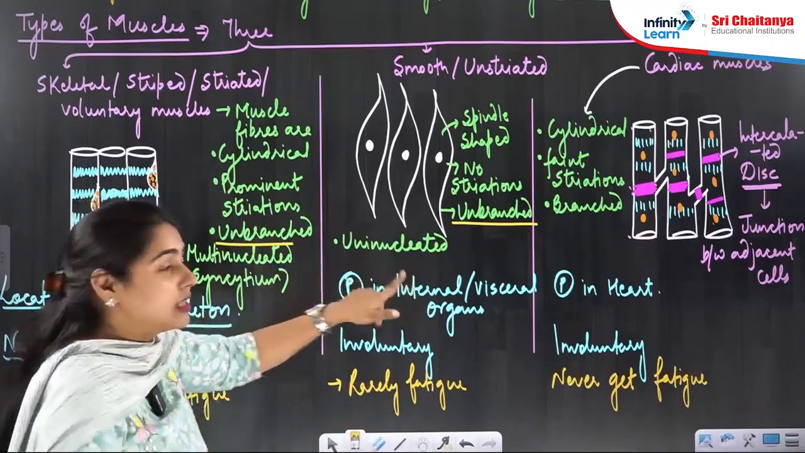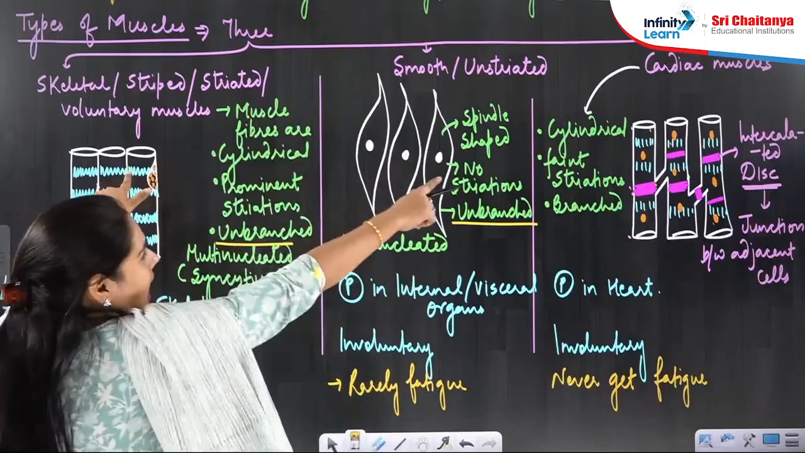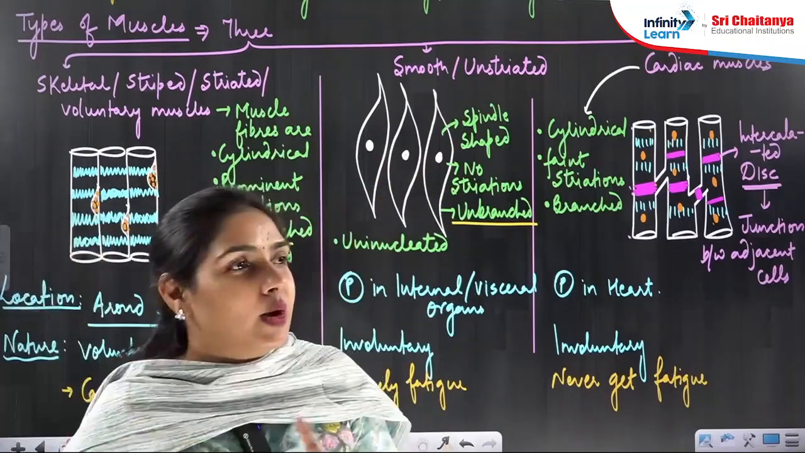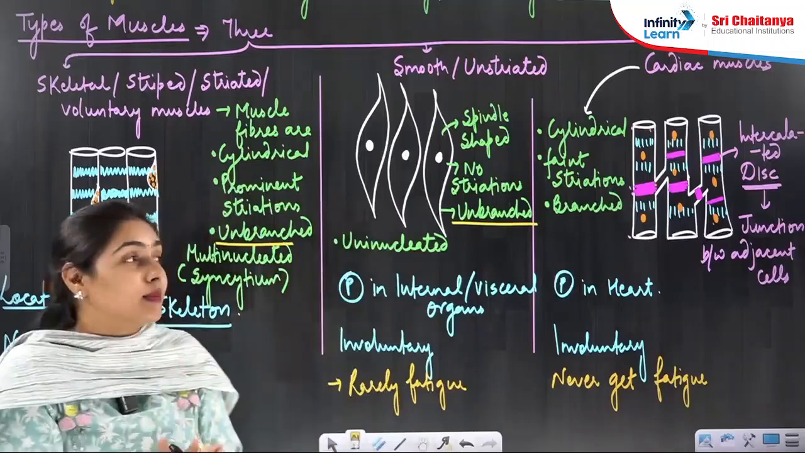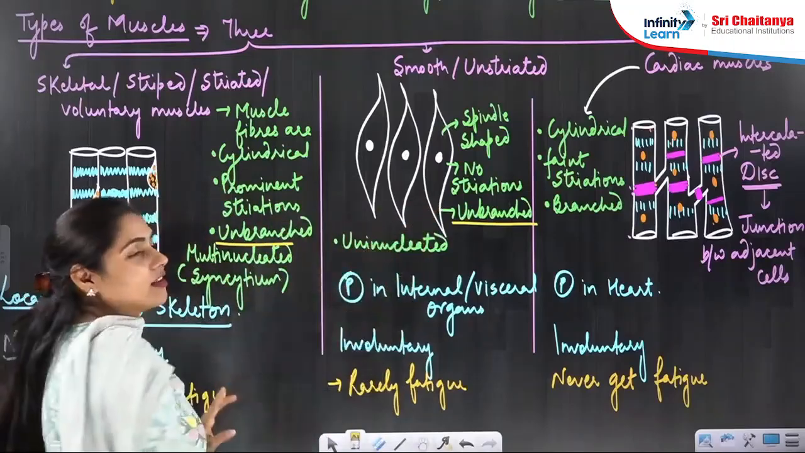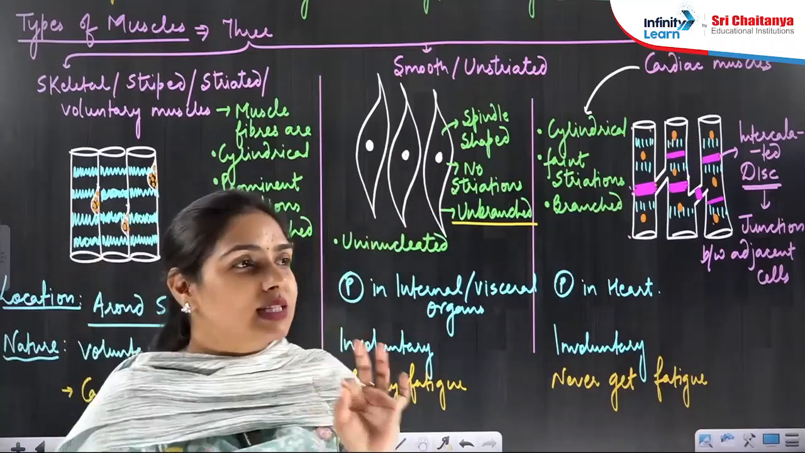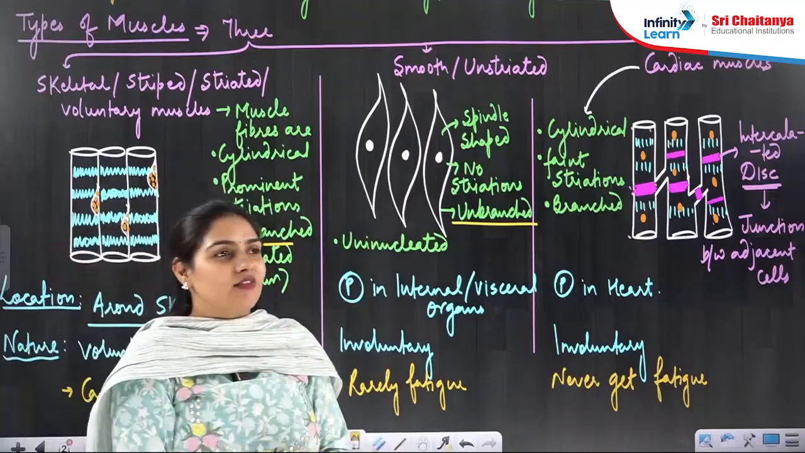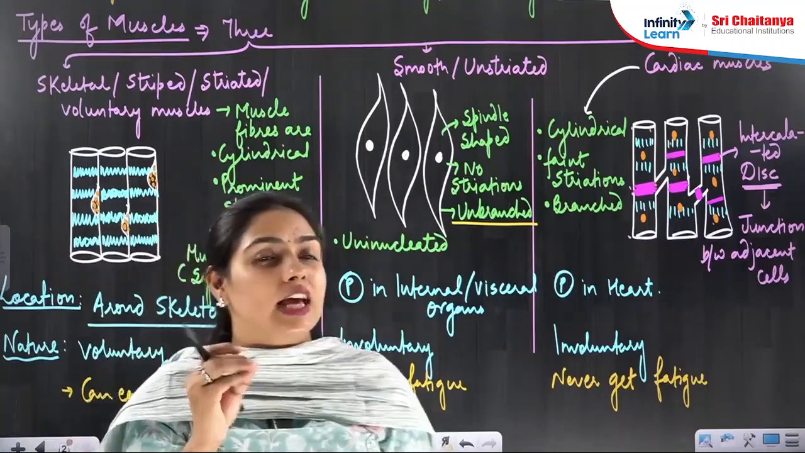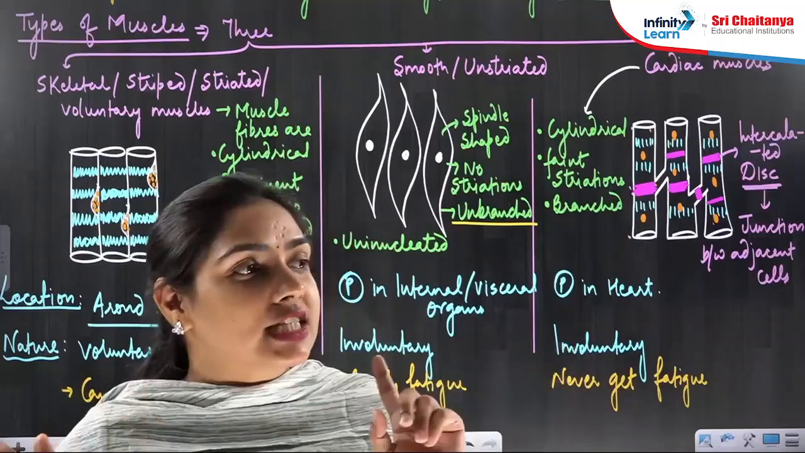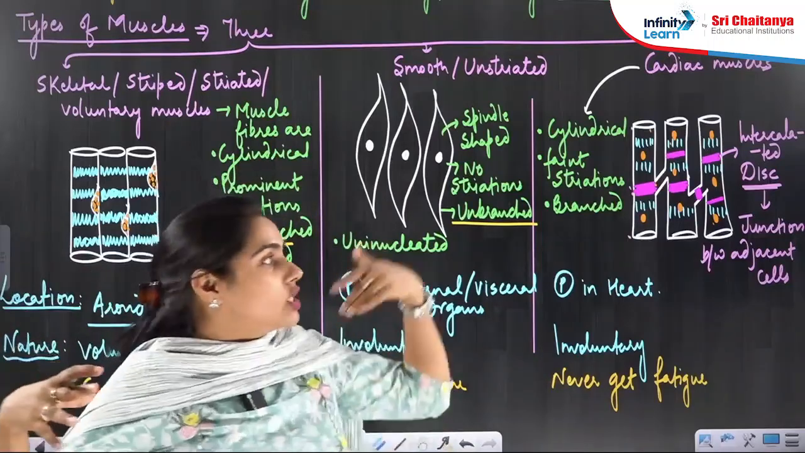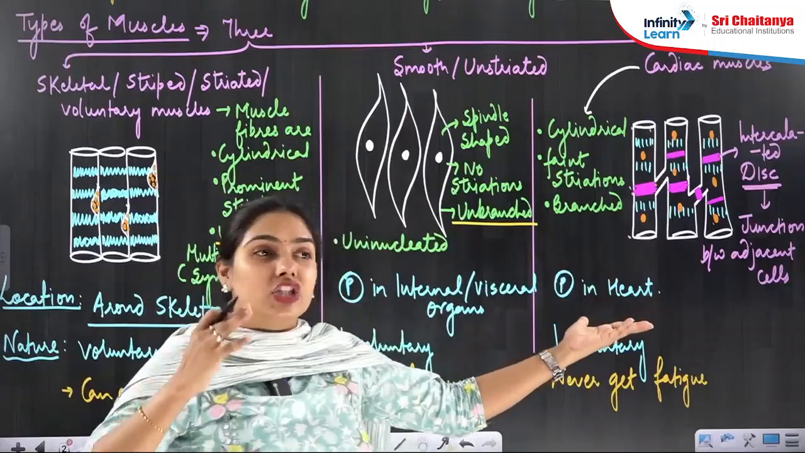Now, can you tell me the similarities between skeletal and cardiac? Cylindrical muscle fiber. Striations are also there. In both of these, striations are there. But the difference is, in one there are prominent striations, in the other there are faint striations.